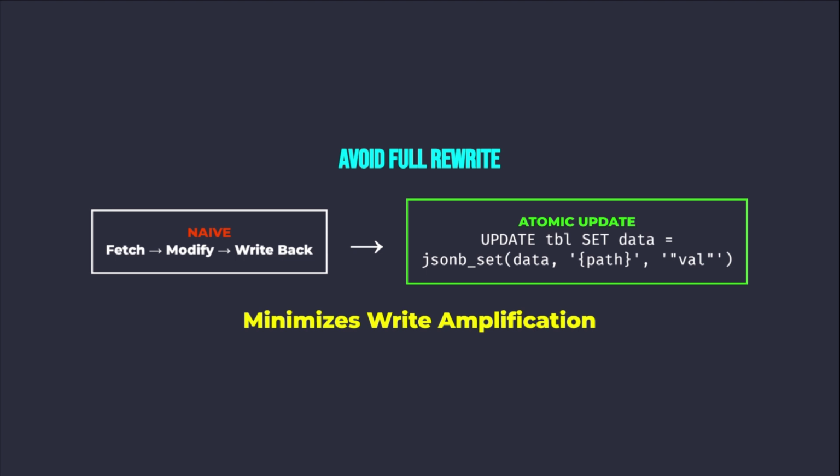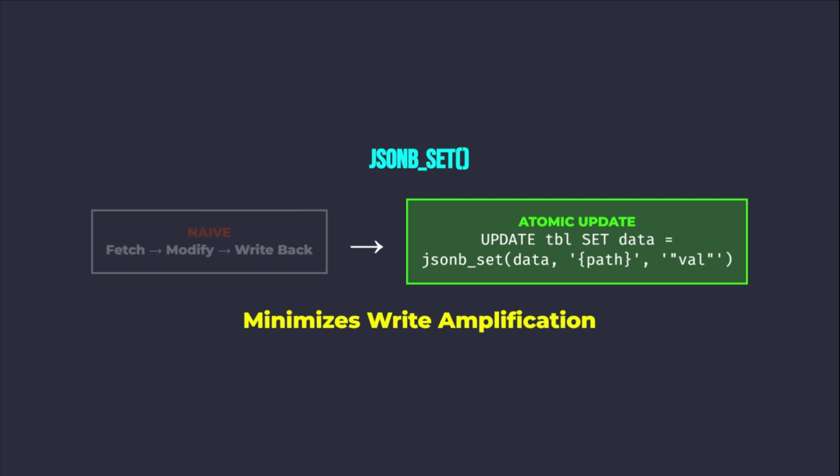A naive approach involves fetching the entire document, modifying it in the application, and writing the whole document back, which is inefficient and prone to concurrency issues. The correct method uses the jsonb_set function directly within the SQL update statement. This function allows atomic modification of a specific path within the JSON structure.